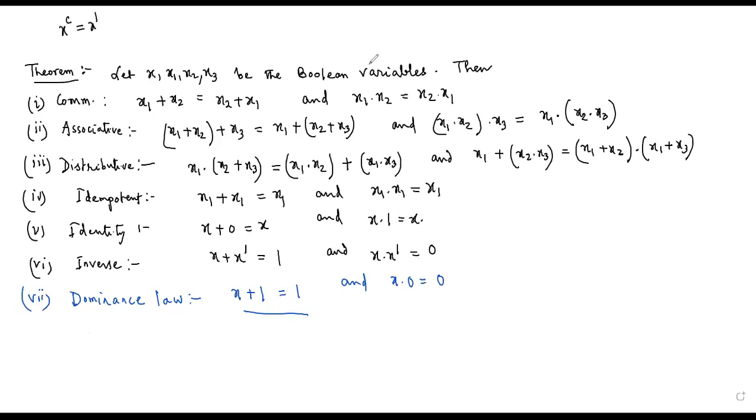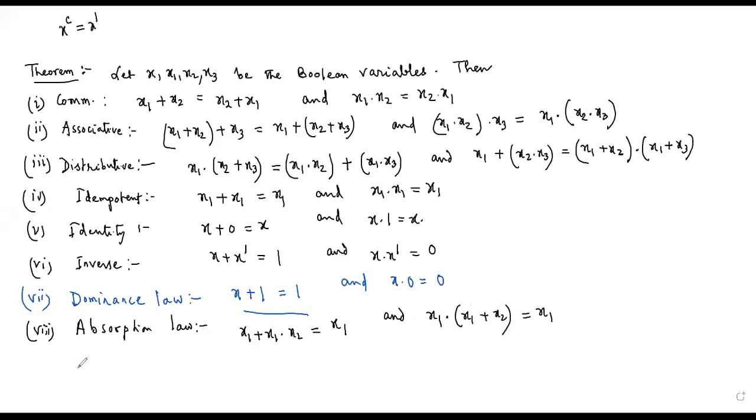Absorption law you know very well, so let us not highlight it because we already discussed absorption law. Absorption law goes like this: we can write x1 plus x1 dot x2. This becomes x1. And x1 dot (x1 plus x2) is another form of absorption law, which is x1.